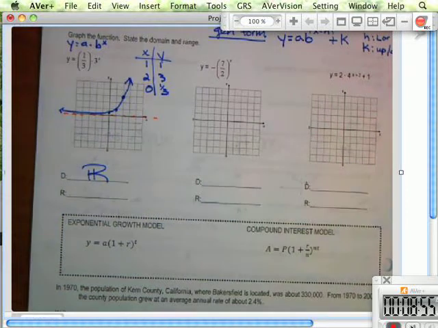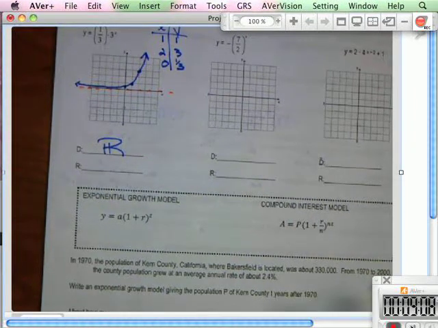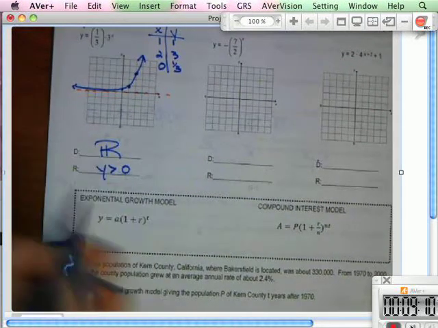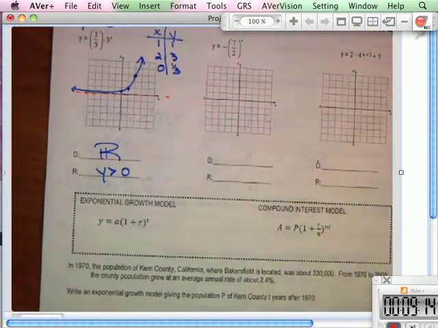What's y going to be? Greater than what? Greater than 0. It's never ever going to be 0. It's always going to be just slightly greater than 0. This is always based on the asymptote. Okay? All right, let's do another one.